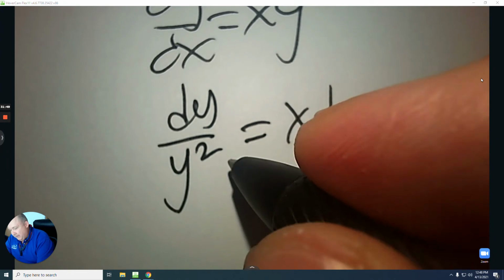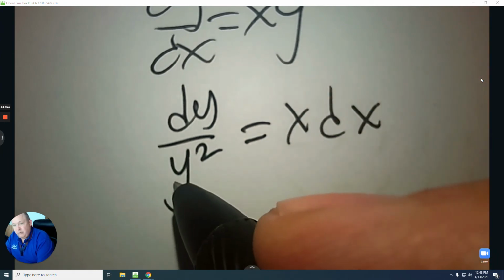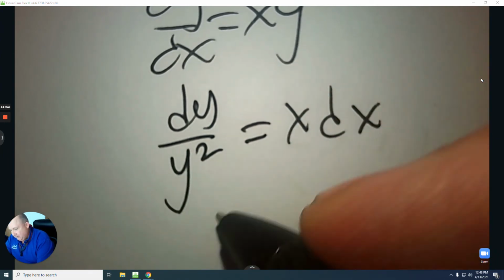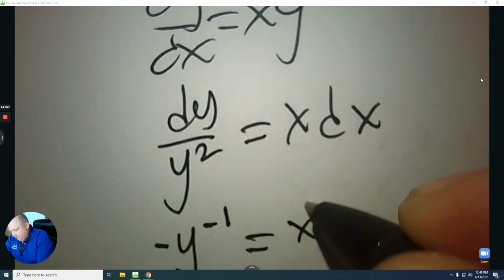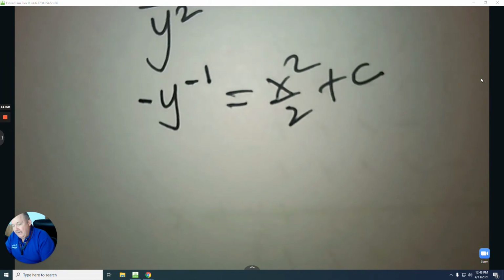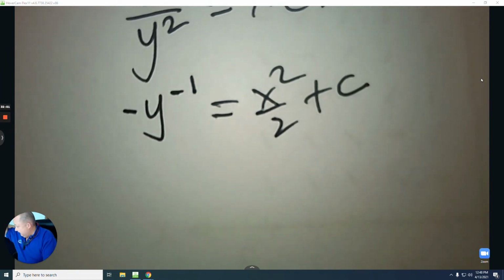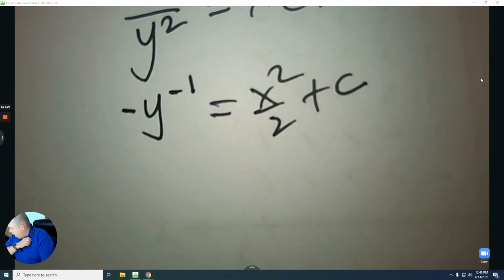I'm going to write this as negative 2. So this is really y to the negative 2. So we're going to add 1 to the exponent and divide. And then again, add 1 to the exponent and divide. We're given a point. What's the point we're given again? It's 2, 1. So we're going to have to use that point, 2, 1.